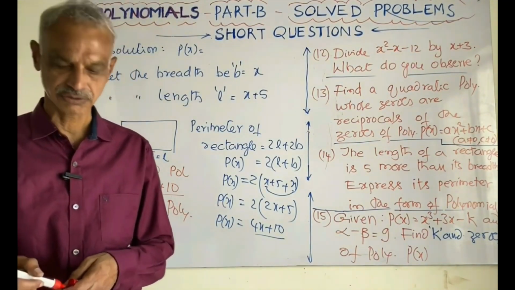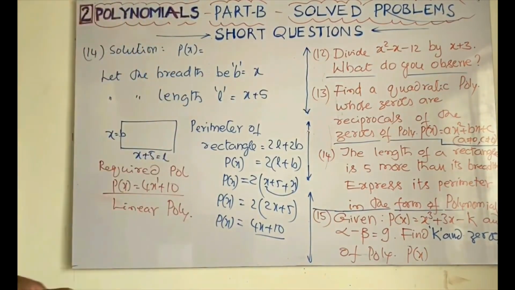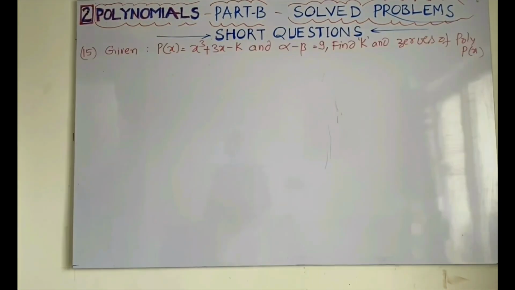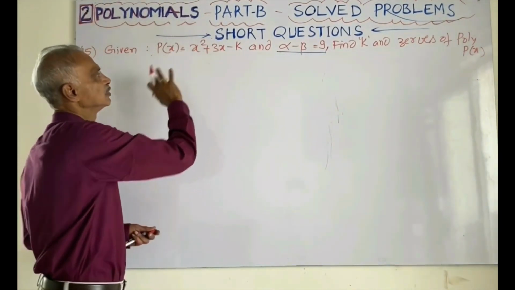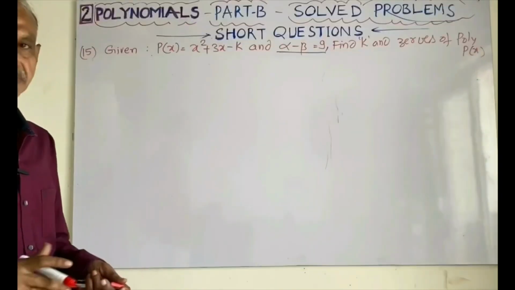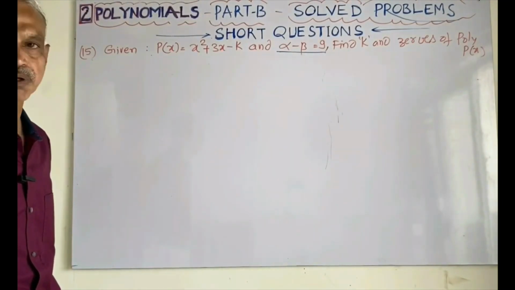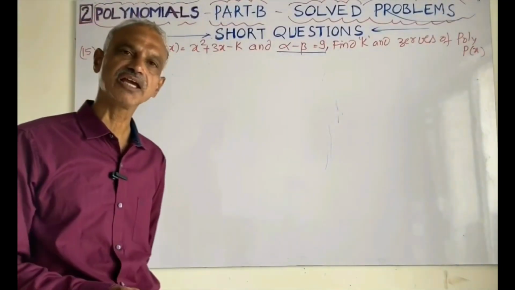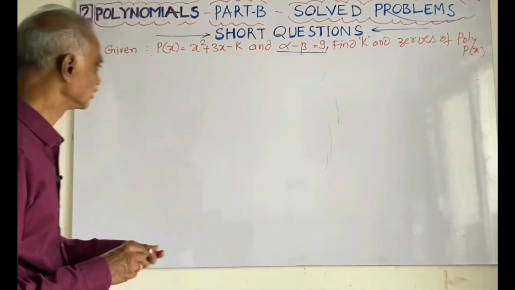Like that you have to express the perimeter. 15th problem. What is the 15th problem? P of x is equal to x square plus 3x minus k and alpha minus beta is equal to 9 is given. Find k and the zeros of the polynomial. We have to find the value of k and also alpha and beta.